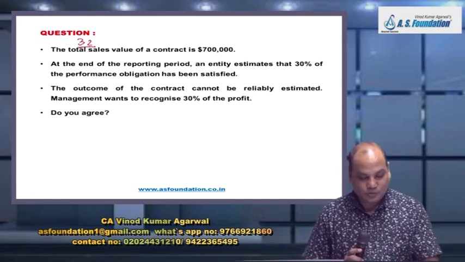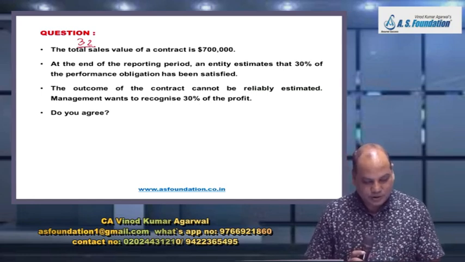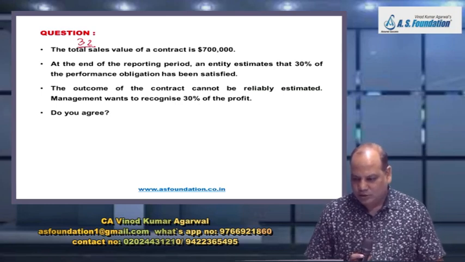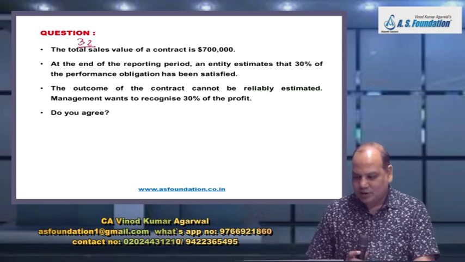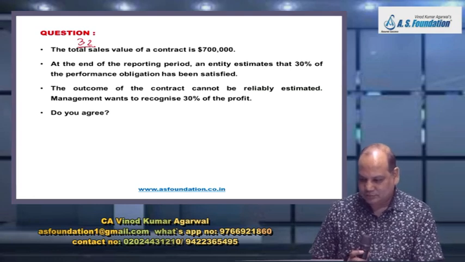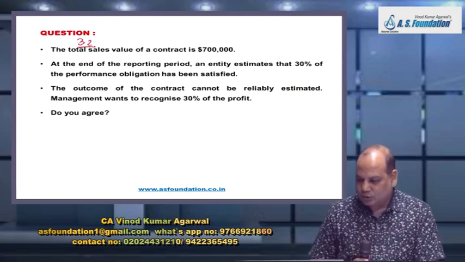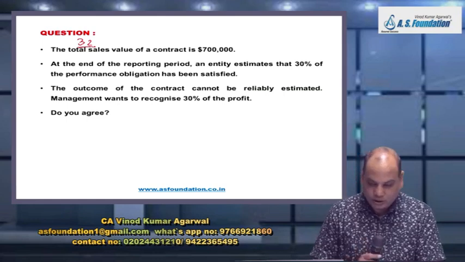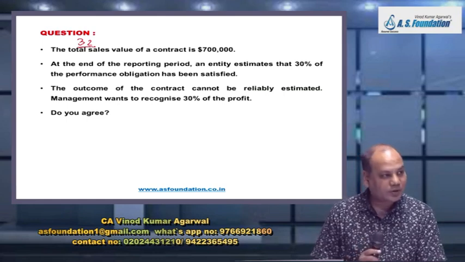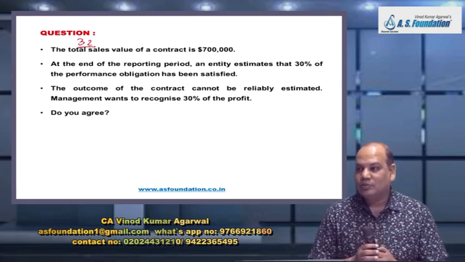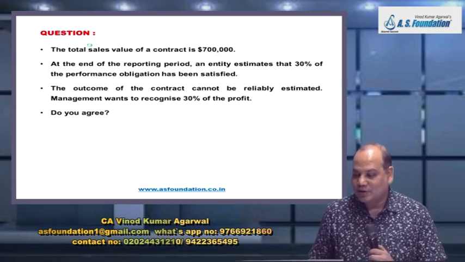Now again read the problem yourself and suggest me the answer. At the end of the reporting period, the entity estimates that 30% of the performance obligation has been satisfied. Outcome of the contract cannot be estimated reliably. Underline, cannot be reliably estimated. And still this company wants to recognize 30% of the profit. Do you agree? No. Then how much revenue and how much cost will you recognize?